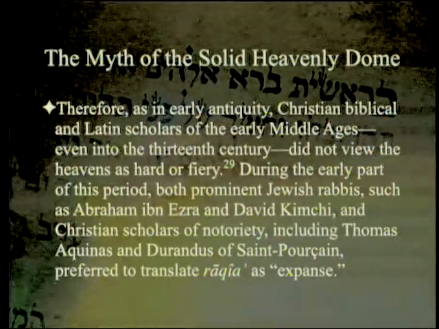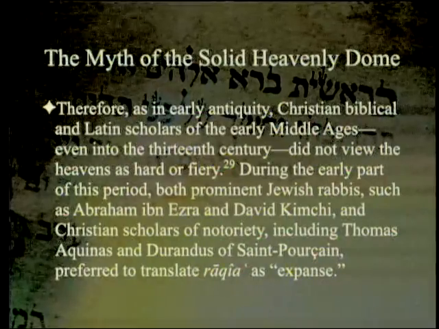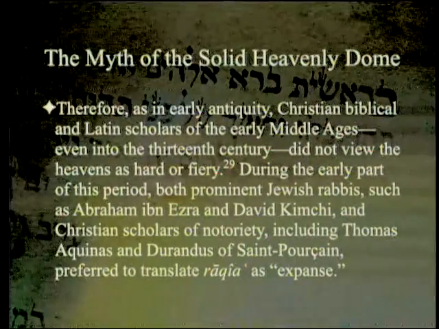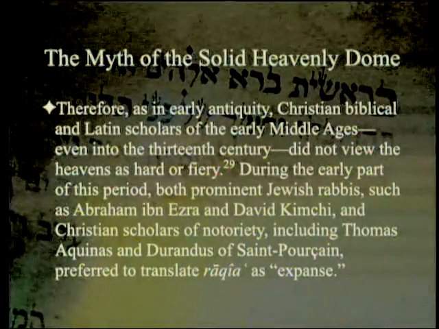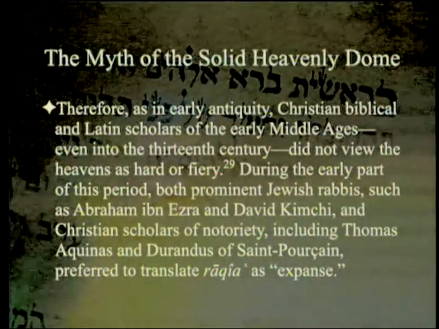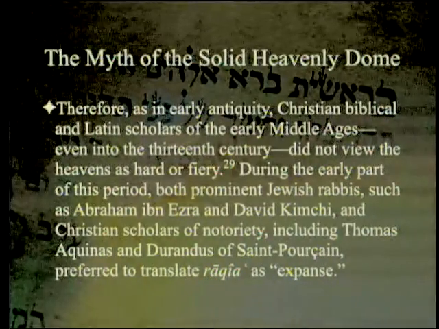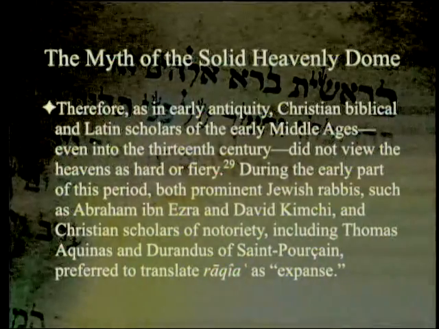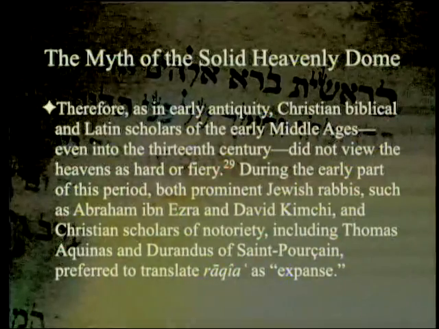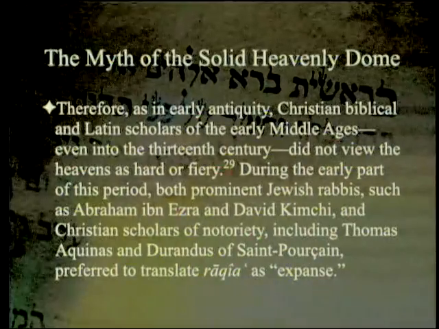Probably the majority. Therefore, as in early antiquity, Christian, biblical, and Latin scholars of the early Middle Ages, even into the 13th century, did not view the heavens as hard or fiery. During the early part of this period, both prominent Jewish rabbis such as Abraham ben Ezra and David Kimchi, and Christian scholars of notoriety, including Thomas Aquinas and Durandus of San, pardon my French here, preferred to translate rāqîaḥ as expanse.